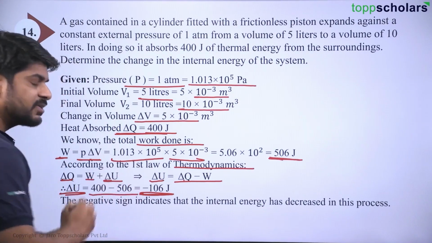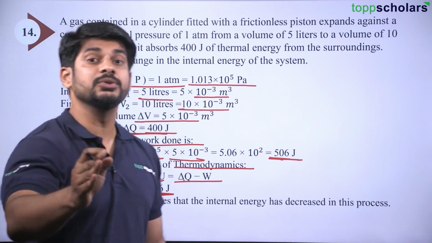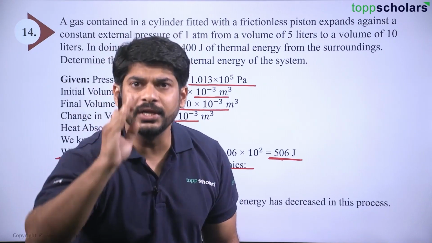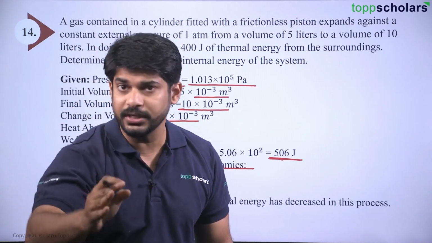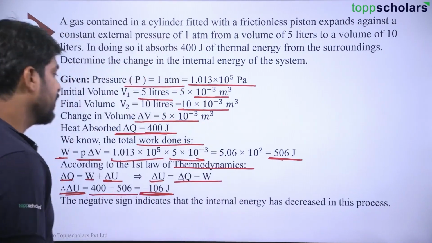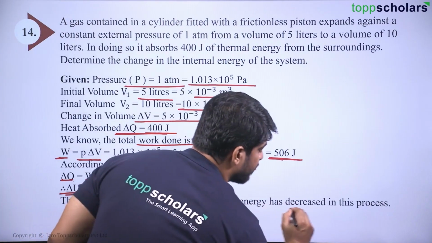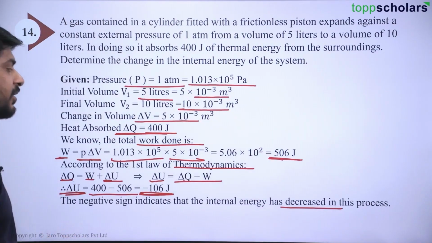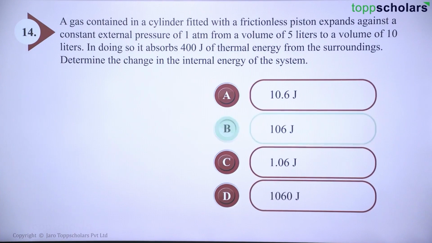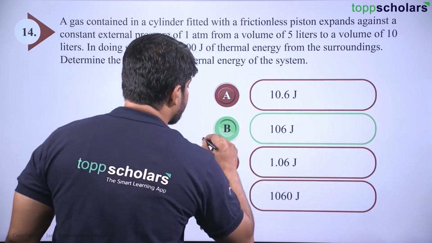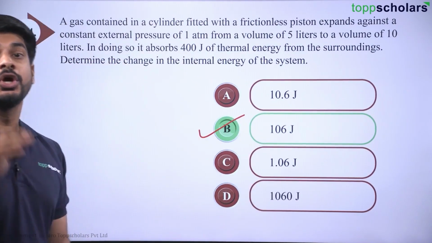Now here there is a negative sign, and this negative sign indicates that the internal energy has actually decreased. So this indicates decreased internal energy during the process. So the correct answer is option B, minus 106 joules.